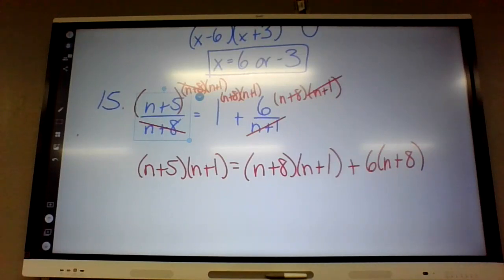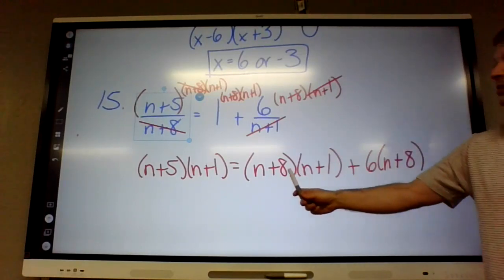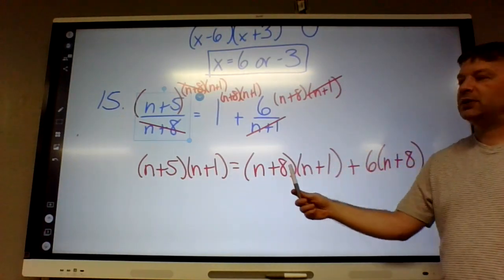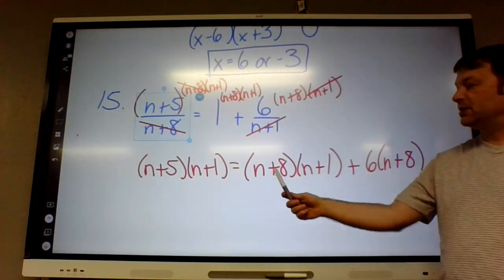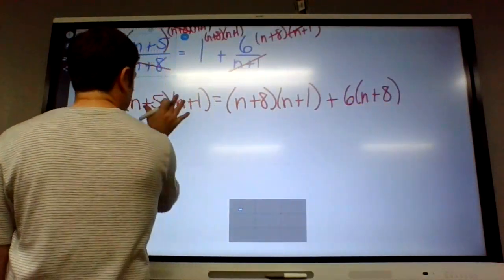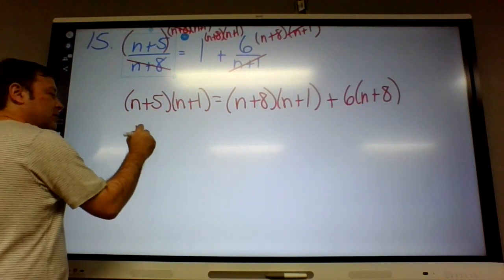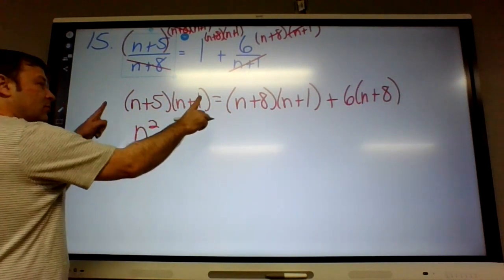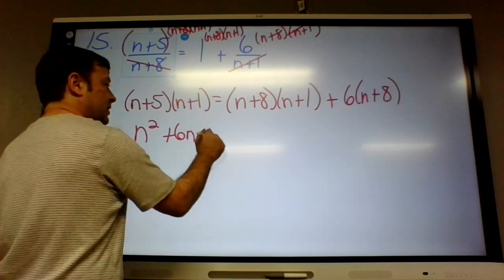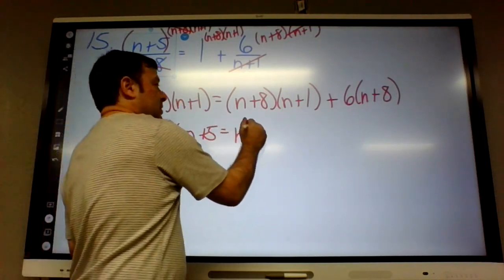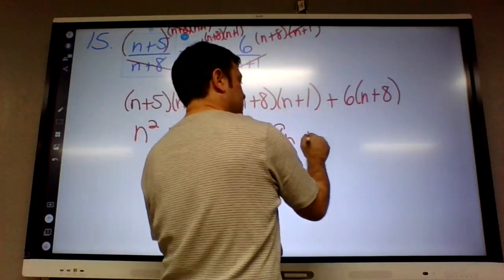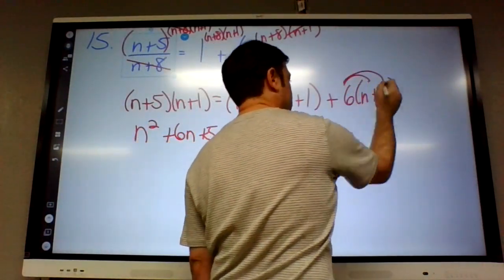Ooh, that looks like a lot of work. So what do I have to do here to simplify all this? Well, FOIL. Two terms times two terms, that's FOIL. I'm going to do the fast forward version. 1n plus 5n is 6n. 5 times 1 is 5. 1n plus 8n is 9n. 8 times 1 is 8. Distribute that.